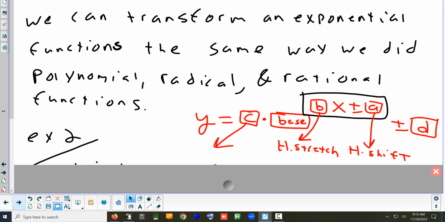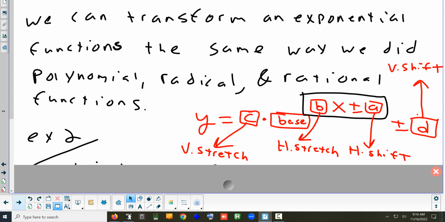And C and D, now we're on the outside. We're as far away from x as we can be. So C, multiplication on the outside. Yeah. Vertical stretch. Vertical because it's on the outside. Stretch because it's a multiplication. And the last one, D. It's on the outside, but it's addition or subtraction. Yeah. Vertical shift. That's your vertical shift. Remember, with vertical, positive is up, negative is down.